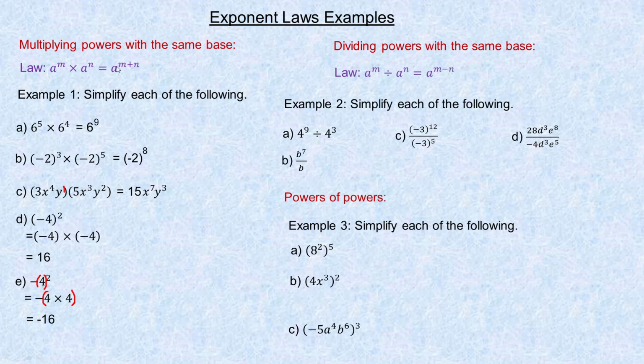Dividing powers of the same base. We were multiplying before, here we're dividing, so a to the exponent m divided by a to the exponent n is a to the exponent m minus n. We subtract m minus n in the exponent.